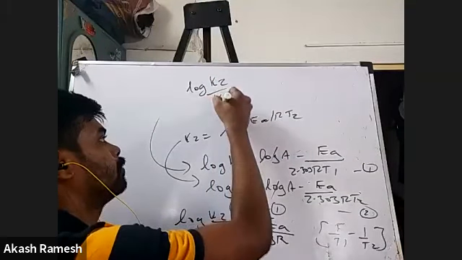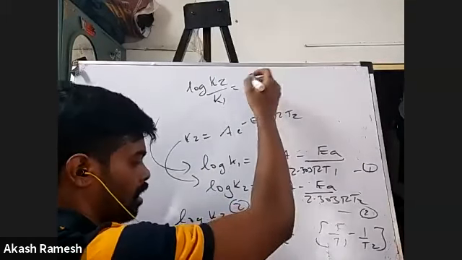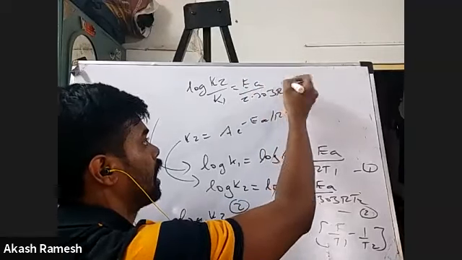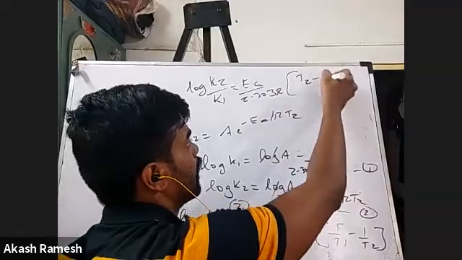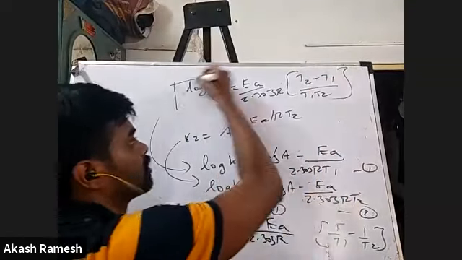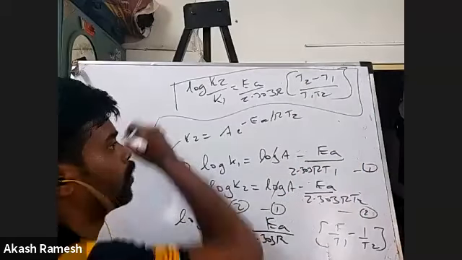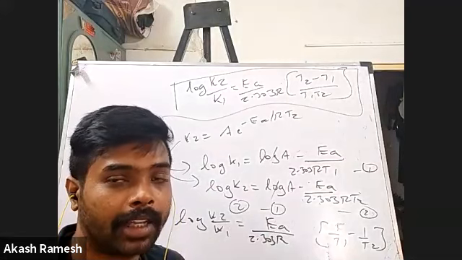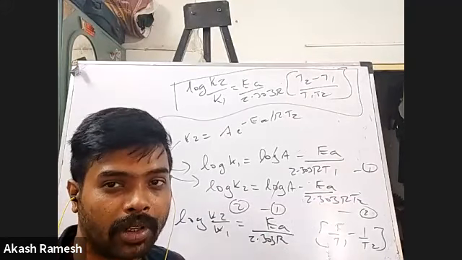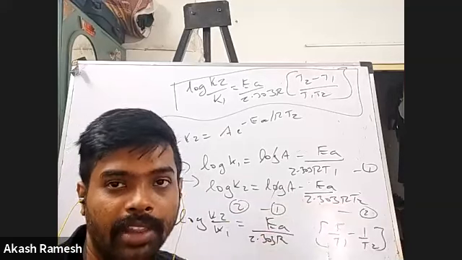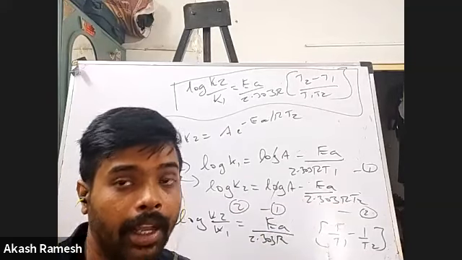Log of K2 by K1 is equal to EA by 2.303R into T2 minus T1 by T1 into T2. This is the equation which we have to work with. So if two temperatures are given, say they'll say that at this temperature the constant was this much, and then on the next temperature find out the K value, and they will give you the activation energy and all that.